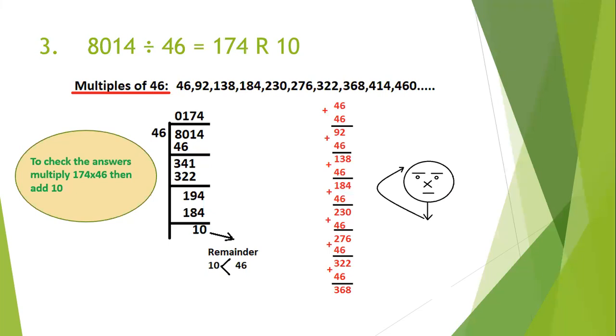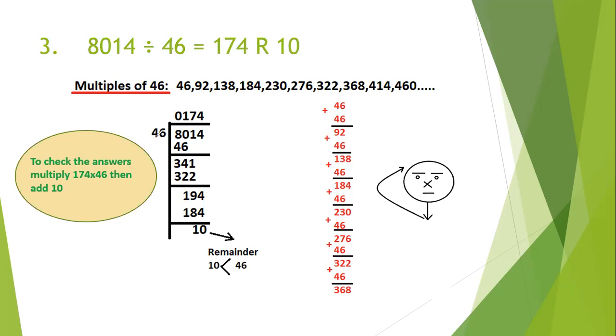Number 3, 8,014 divided by 46. First, write the multiples of 46. Okay. Write 46 first, then add another 46. 46 plus 46, 92. Then go and write it here after 46. Next multiple, add another 46. 92 plus 46 equals 138. Write 138, then add another 46 equals 184. Write it, then add another 46, and so on. Then write the multiples and start dividing.